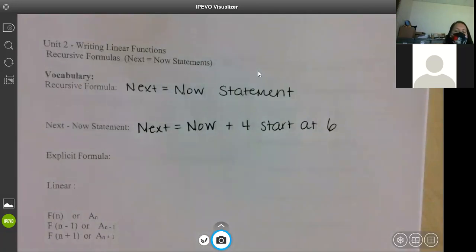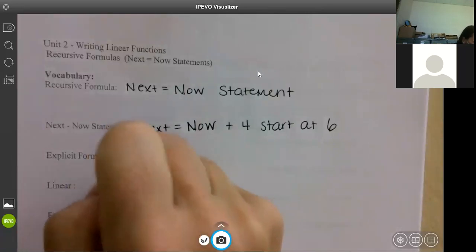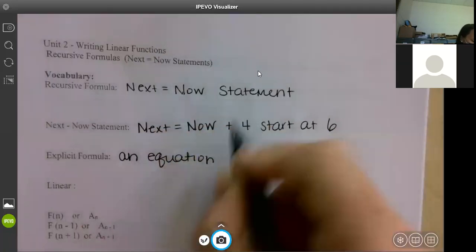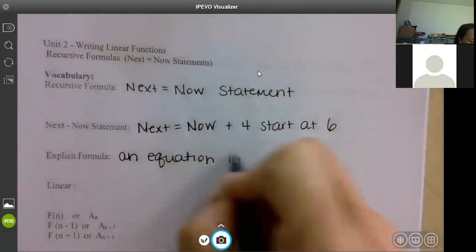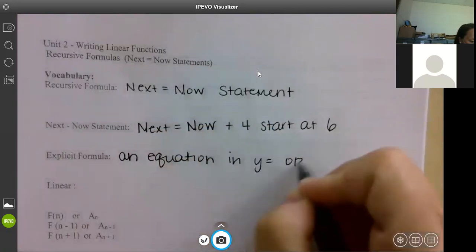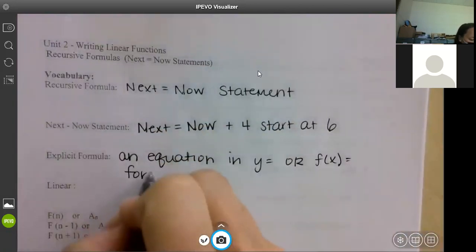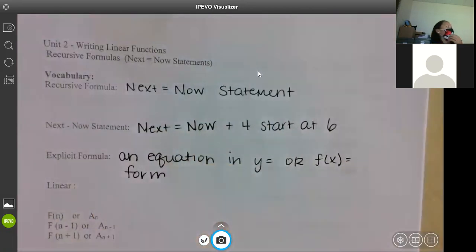So an explicit formula is the actual equation. So an equation in y equals or f of x equals form. And remember, f of x is just a fancy way of writing y. It's called function notation.